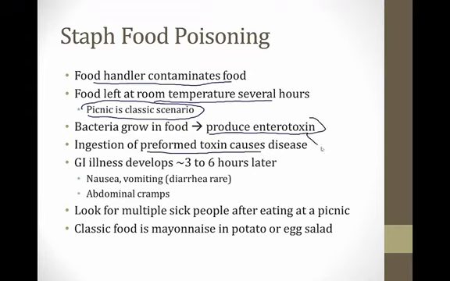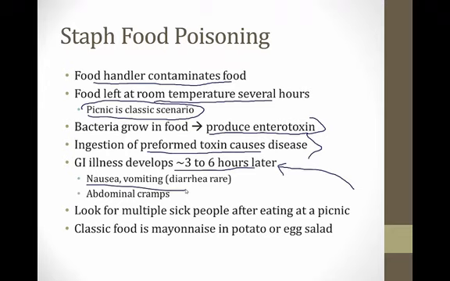And this is an important point to remember for board questions. They like to ask you about this. It's not that you ingest the bacteria and then it produces the toxin in your belly. What happens is you ingest the toxin that's already been made in the food at the picnic. And because you ingest a preformed toxin, the GI illness develops relatively quickly, usually 3 to 6 hours later, and this differentiates it from some other causes of food poisoning.